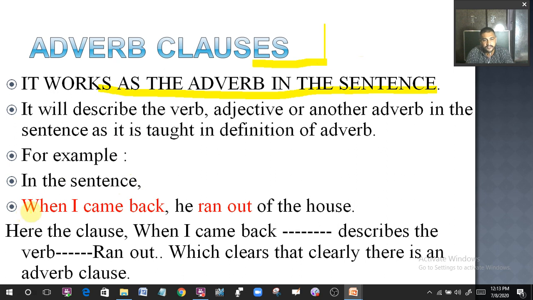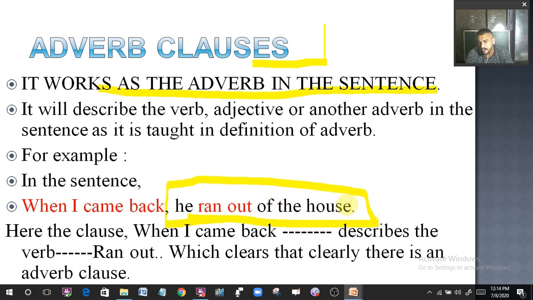Now you see, one example is given: When I came back, he ran out of the house. I told you, you will get the reply for when, where, how, and why. So he ran out of the house when. This is also important. When we are making the adverb clause, sometimes we can write the subordinating clause earlier and the main clause later on, or the principal clause, which can exist on its own.